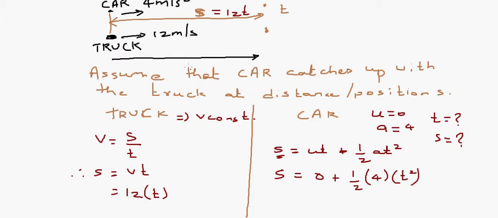But the displacement is 12t, and it's going to be the same for both the objects, because at that instant, the car and the truck are going to be in the exact same position. So it's going to be the same distance for car and truck. So 12t can be substituted over here in place of s. So 12t is equal to 2t squared.